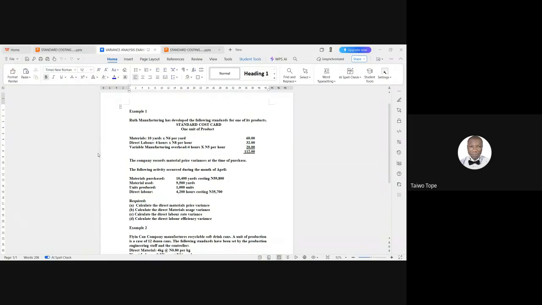It means the standard is you should use 10 yards of material, and 1 yard will cost what? 6 naira. So if you are using 10 yards, overall the cost will be what? 60 naira. To produce 1 unit, the standard material cost will be 60 naira.